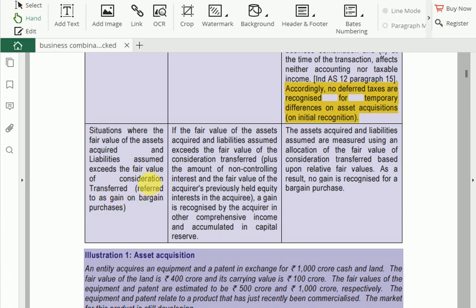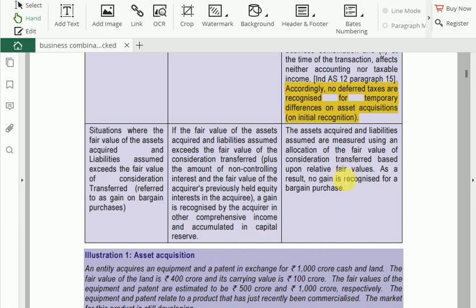Next is the situation where the fair value of the assets acquired and liabilities assumed exceeds the fair value of consideration transferred, referred to as the gain on bargain purchase. If the fair value of the net assets acquired exceeds the fair value of the consideration transferred plus the amount of non-controlling interest and the fair value of the acquirer's previously held equity interest in the acquiree, a gain is recognized by the acquirer in other comprehensive income and accumulated in capital reserve.